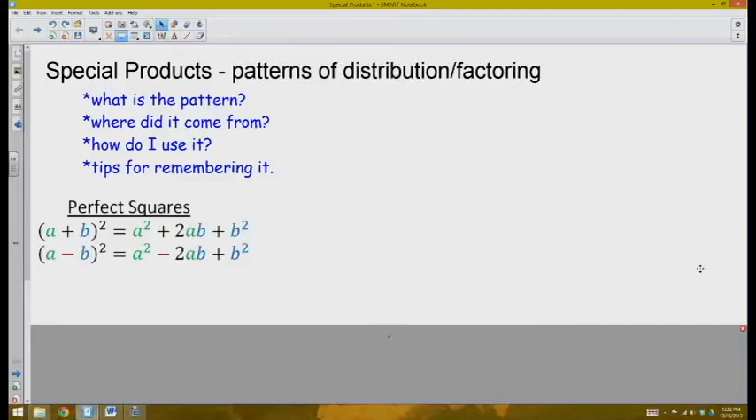Special products are very simply just patterns that mathematicians have noticed in doing multiple iterations of distribution and factoring. So what we're going to answer in this video is exactly what is the pattern, where did it come from, how do you use it, and some tips for remembering it.